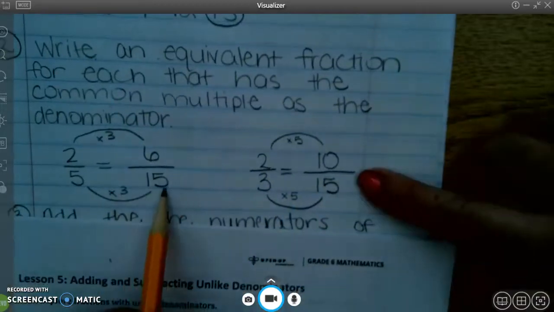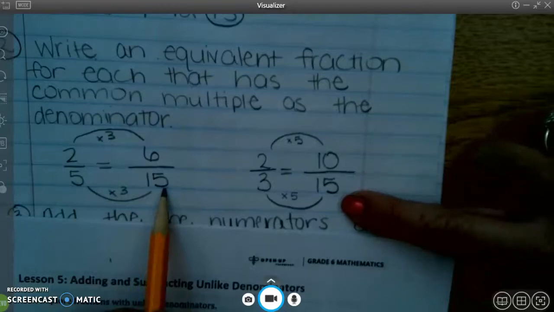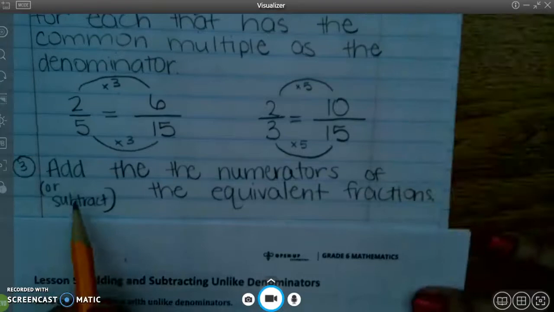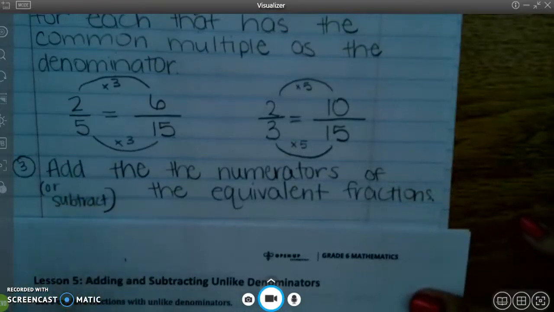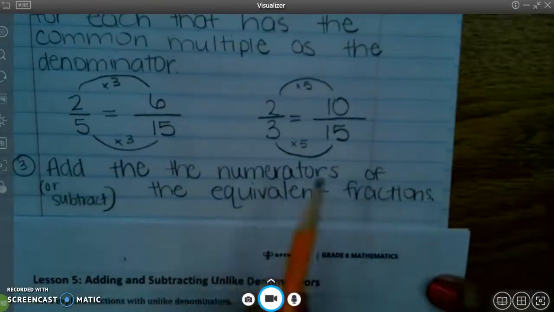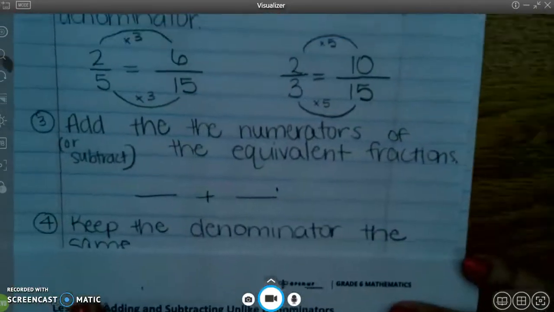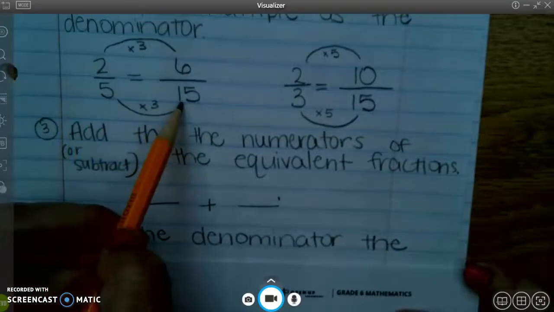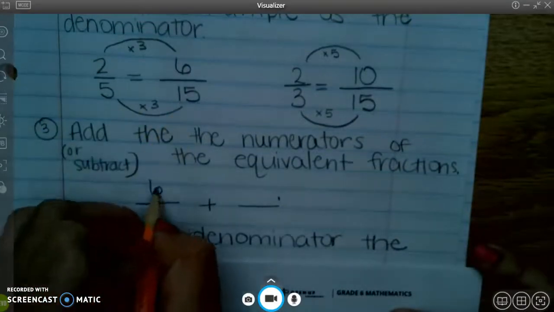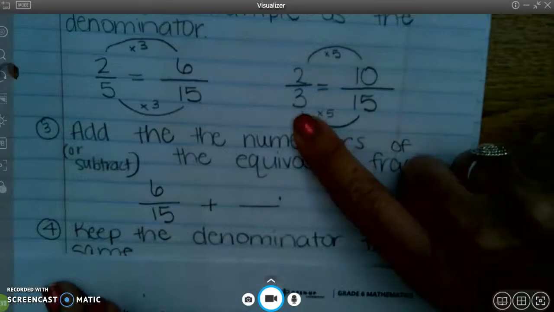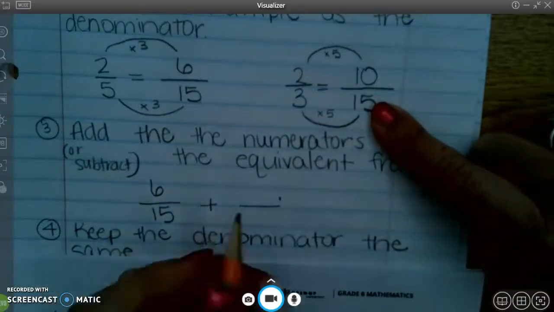Now that we have equivalent fractions with the same denominator, we can add the numerators or subtract. It's the same process. So we can add the numerators of the equivalent fractions. Okay, so remember, I'm not going to write 2/5, I'm going to write 6/15. Okay. And I'm not going to write 2/3, I'm going to write 10/15.